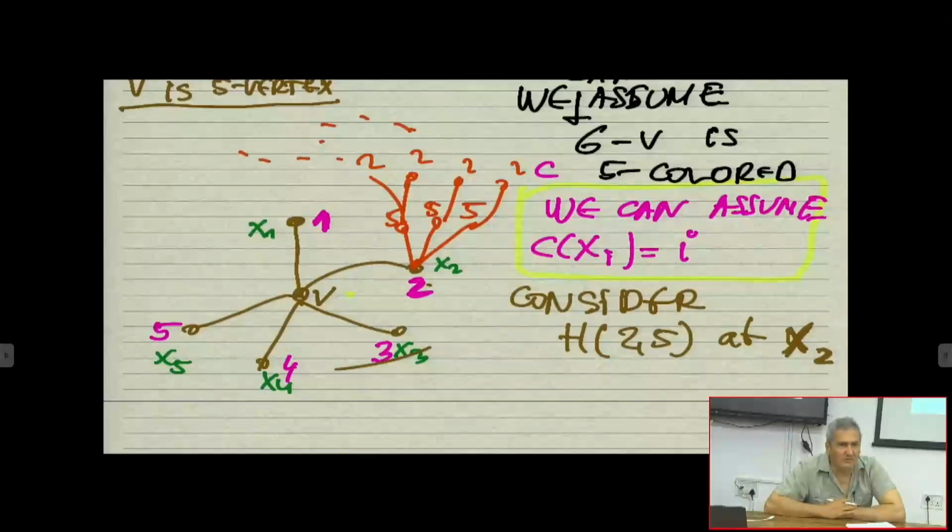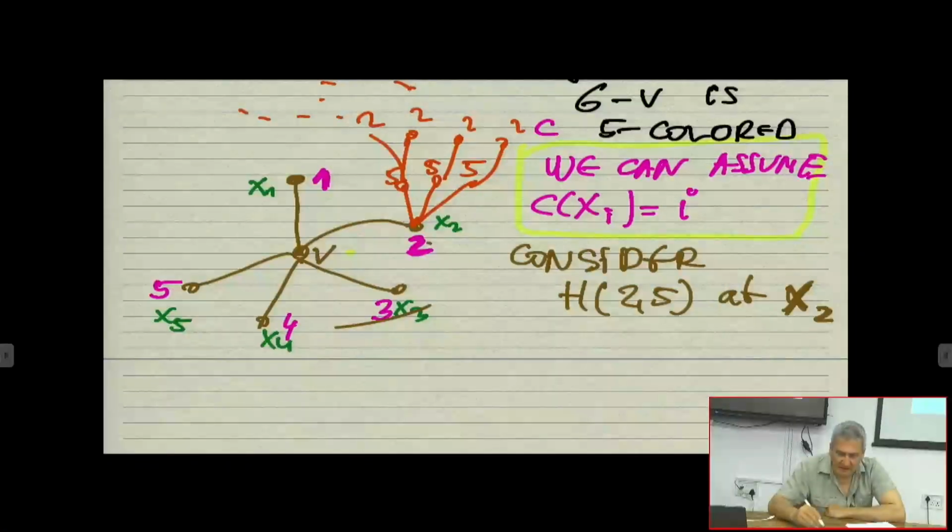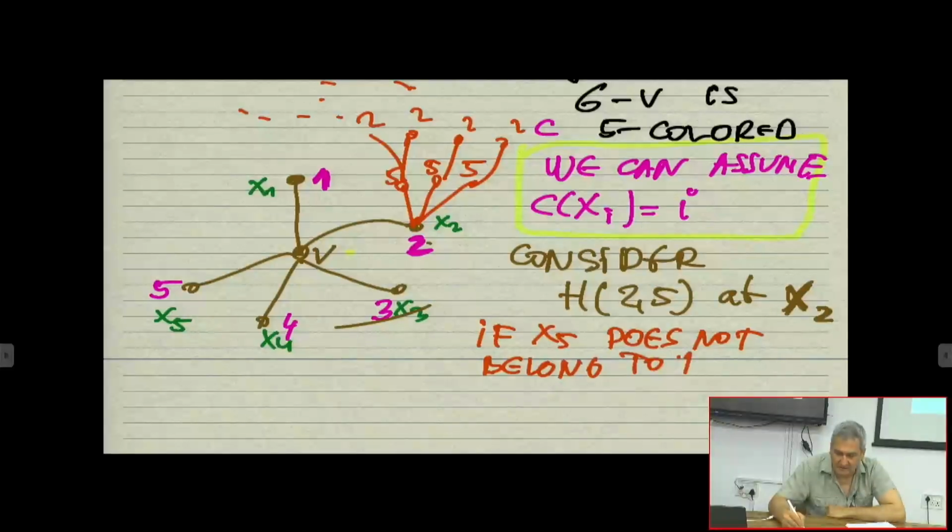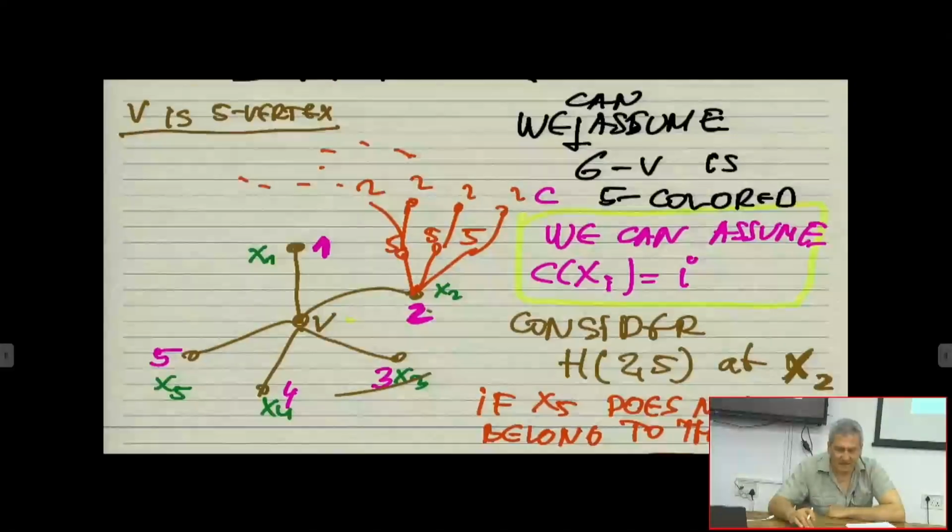So what do we do? Can we change it? First, we can assume if X5 doesn't belong to this component, okay? Then we change everything.